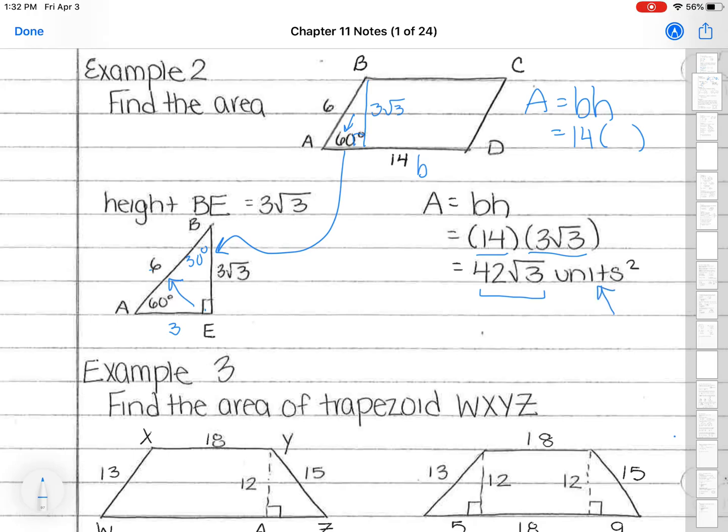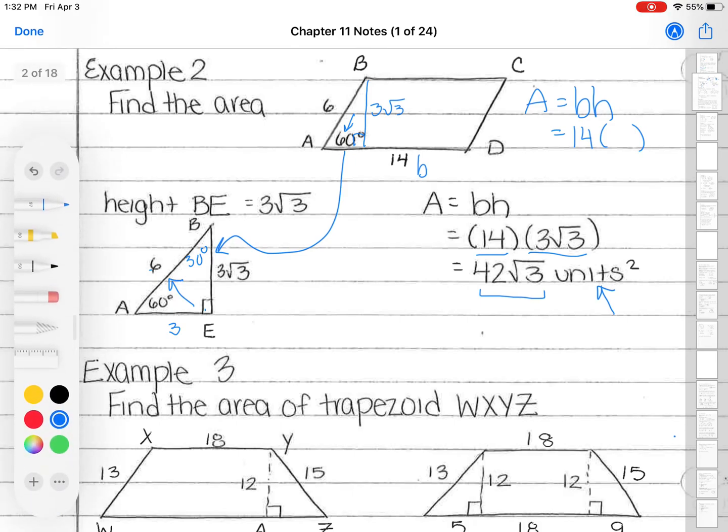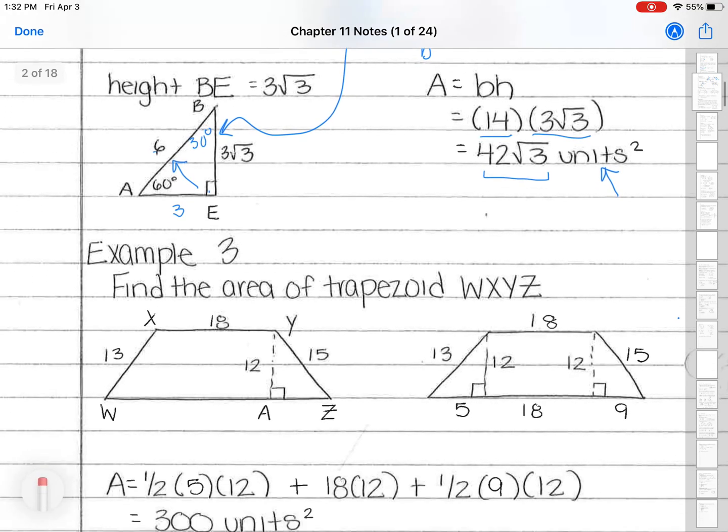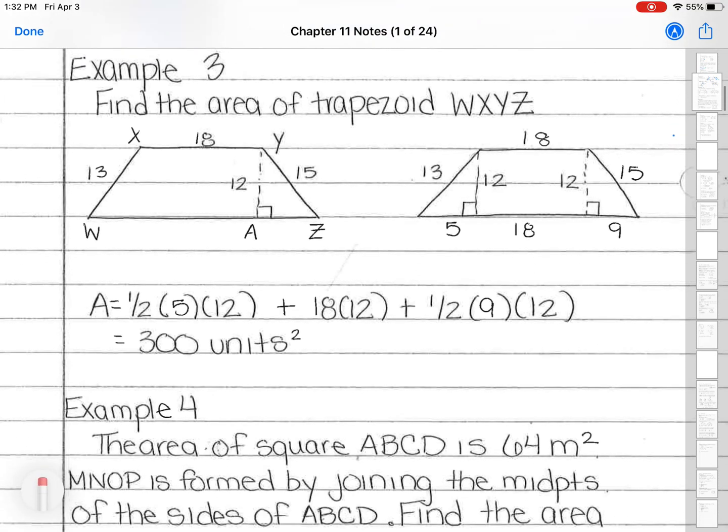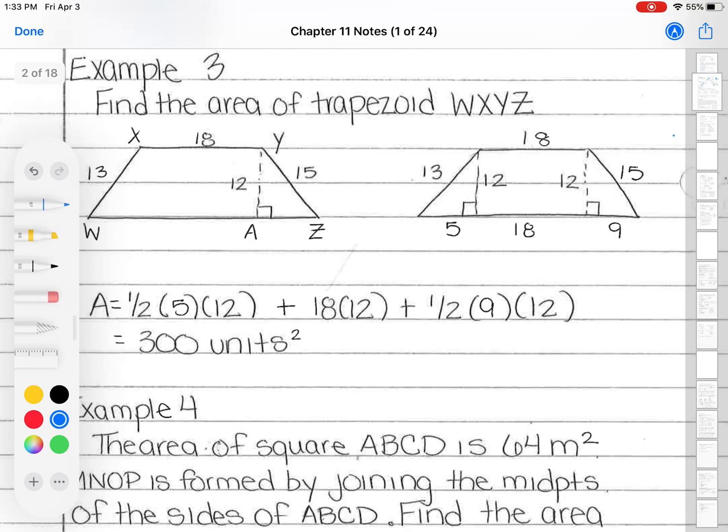And you will leave all of your answers in simplest radical form, as well as making sure that you have your units being squared. So again, no decimals will be given unless the question specifically asks you to round to it. So everything should be in simplest radical form, and everything needs to have units on it.